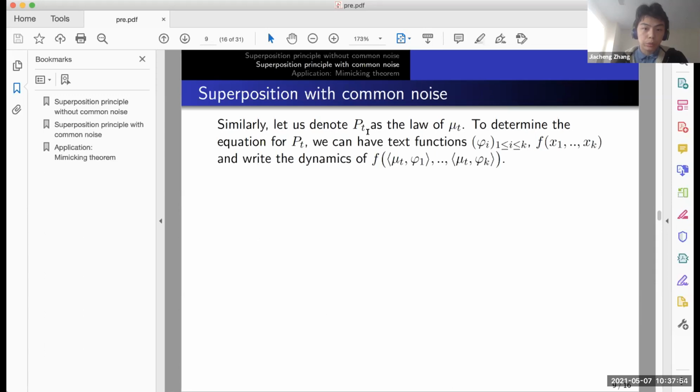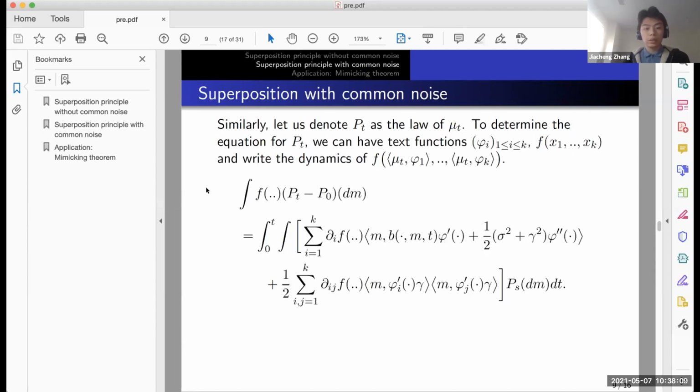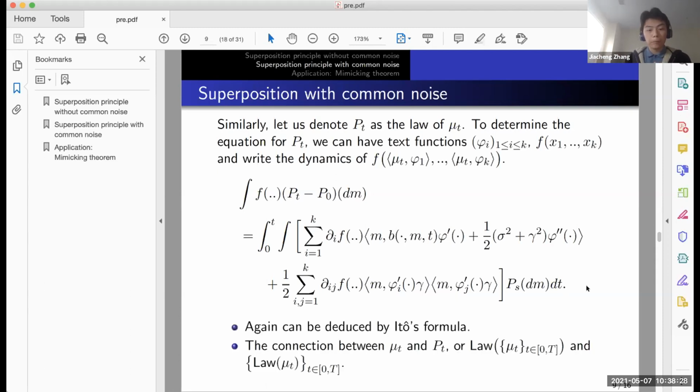To have this equation, we will have some test functions phi i and some f, and we need to write the dynamics for this test function f over mu t of phi 1 all the way to mu t of phi k. So this would be the evolution equation for this pt. And as long as we can take all the test functions phi, for all k and for all f, we can write this similar equation here. And this equation should be able to derive the evolution for the law of the mu t.